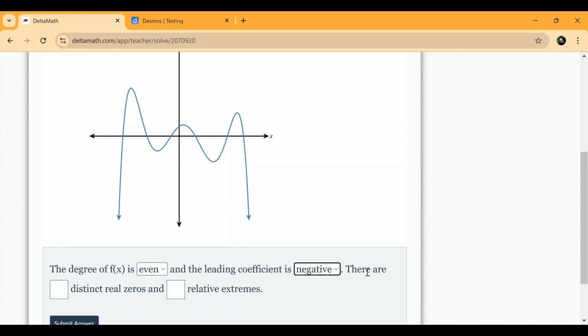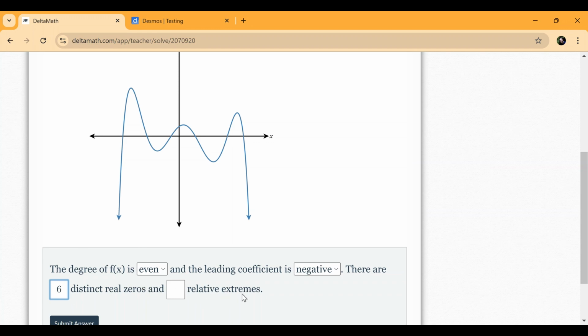Now, next part, there are how many distinct real zeros? Let's go count the zeros. 1, 2, 3, 4, 5, 6. We see 6 real zeros.